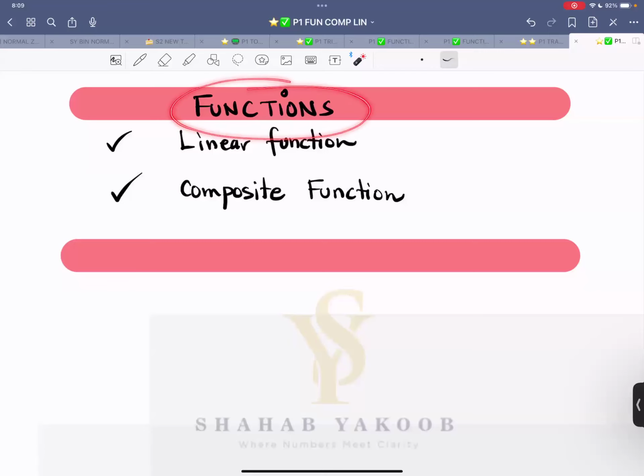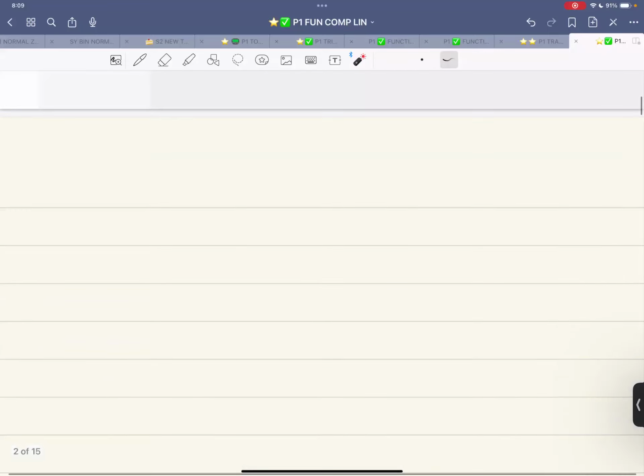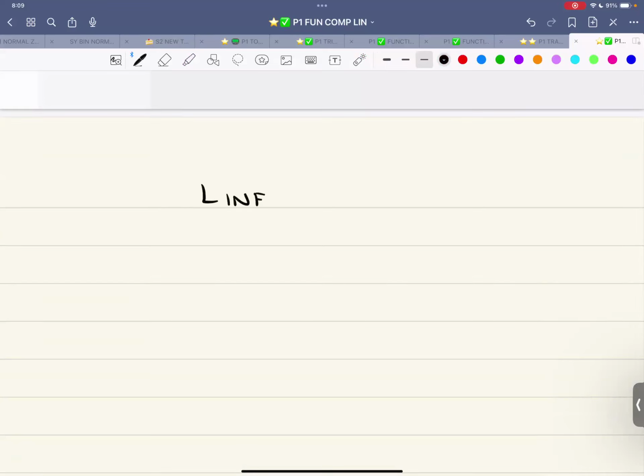In today's lecture, we will be focusing on linear functions and composite functions. So let's start with linear functions. When we talk about a linear function, it means a straight line function. So let me pick an equation. Let's say f(x) = 2x + 1.